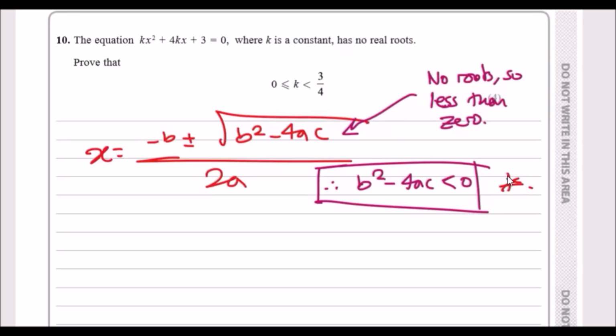So this is the equation we begin with. Now, prove that we can get this answer, that k is between this. So all we do now is just replace the b squared minus 4ac with the letters from here. So b is obviously 4k, so we can say therefore we got 4k squared minus 4ac, so 4 times a, which is k, times c, which is 3. And all of this is less than 0.